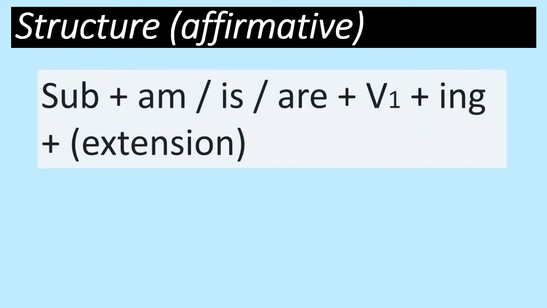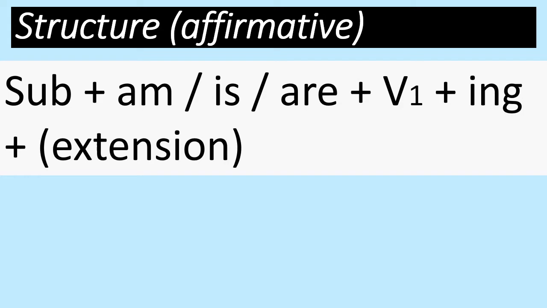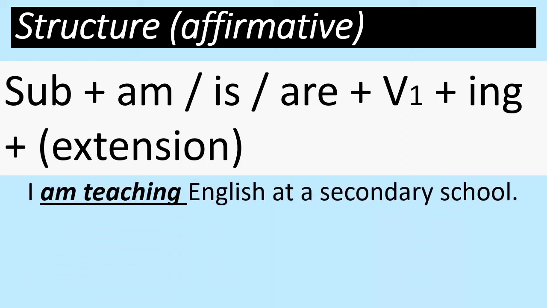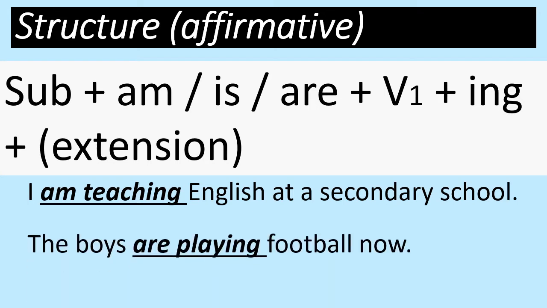So, I will start looking at the form of the present continuous tense. It starts with the subject first plus am, is, are, auxiliary verbs, then base form of the main verb plus ing plus extension if needed. Look at the example. I'm teaching English at a secondary school. Another example, the boys are playing football now. Yes, this is the structure of present continuous affirmative form.